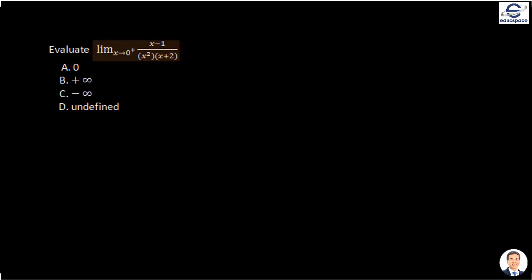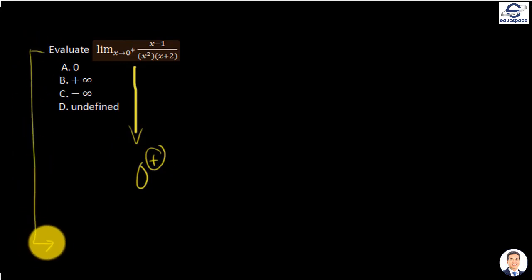Evaluate the limit of x minus 1 all over x squared multiplied by x plus 2, wherein x approaches 0 from the positive side, and here take note we have a strange exponent which is positive. What does it mean in differential calculus in the limit subject? Take note that this one is a little bit different from common problems.